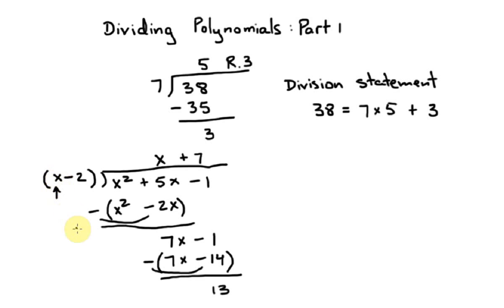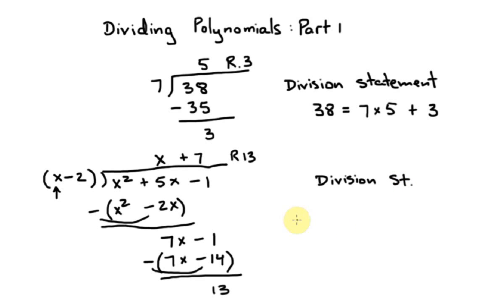I can't divide x into 13. So that's going to be my remainder. So my remainder is 13. And to totally do the same thing that we did up here, I'm now going to write that using the division statement.